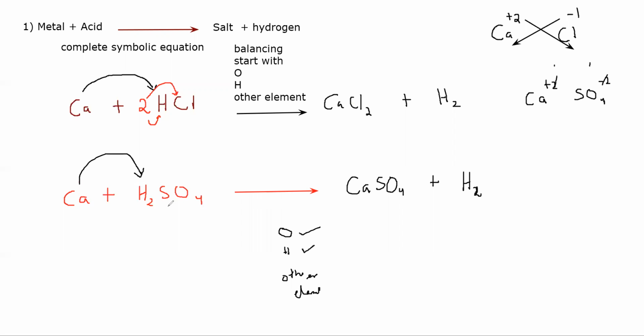Then for another element, you can take sulfur. 1 sulfur here and 1 sulfur. So sulfur is balanced. And calcium is also 1. That's also balanced. So this equation is already balanced in terms of hydrogen, oxygen, sulfur and calcium. So when you complete the sum, you will find that the equation is balanced.